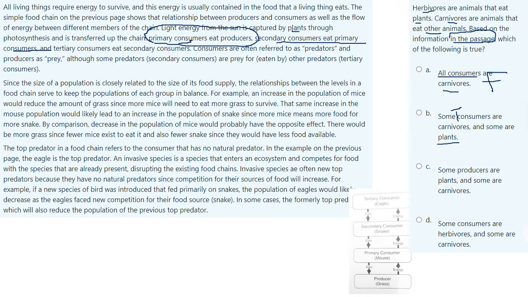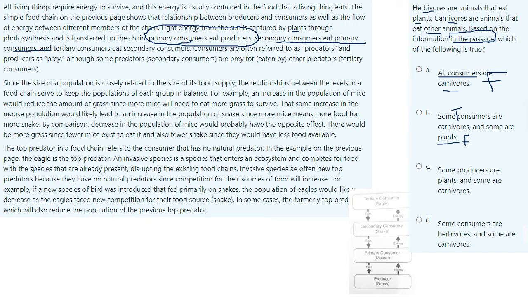And some are plants. That is false, and based on this passage, it is false. You probably know about the Venus flytrap. There are a few plants that do eat animals, but that's not based on this passage. That would be based on your own knowledge. C, some producers are plants and some are carnivores.